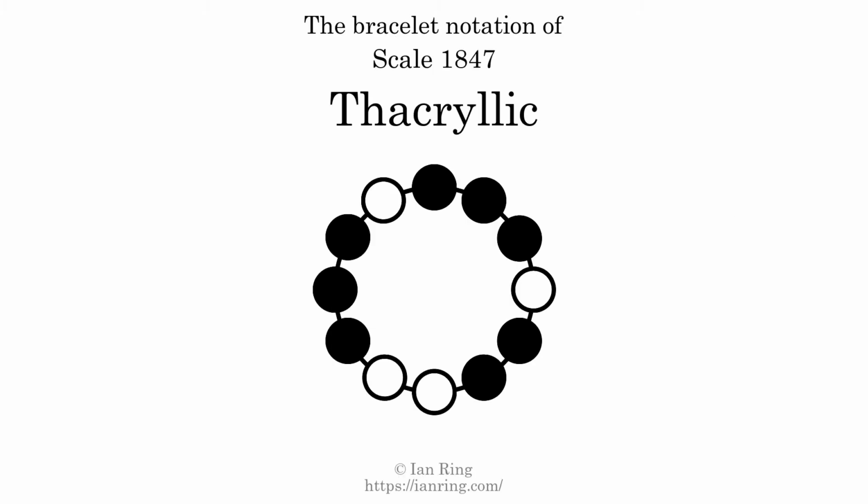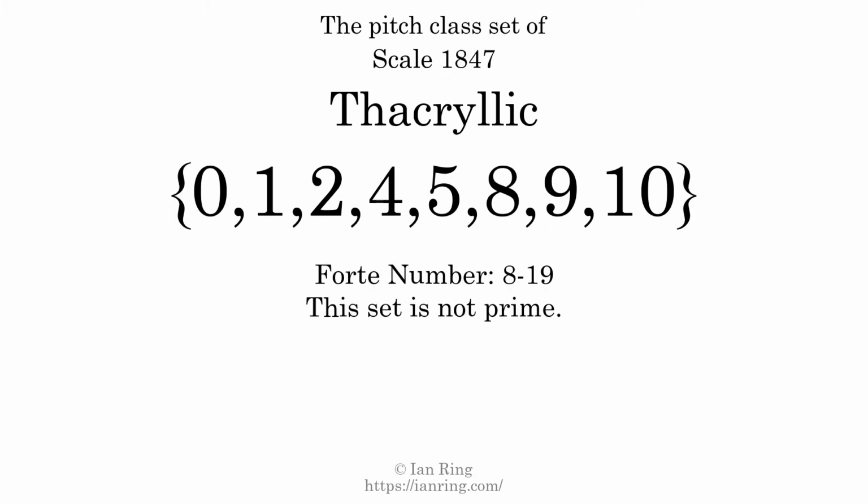This is a bracelet notation diagram of scale 1847. The shaded circles represent tones that appear in the scale, and they are read clockwise, starting at the top. The pitch class set for this scale is 0, 1, 2, 4, 5, 8, 9, 10. The forte class is 8-19. This set is not prime.